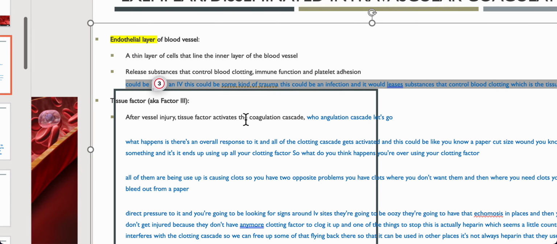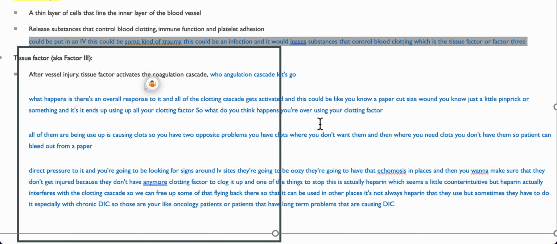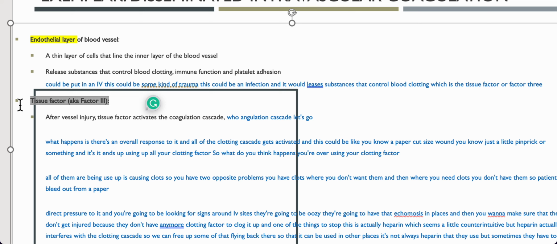Something could be put in an IV. This could be some kind of trauma. This could be an infection, and it would release substances that control blood clotting, which is the tissue factor, or factor 3. Tissue factor, aka factor 3.